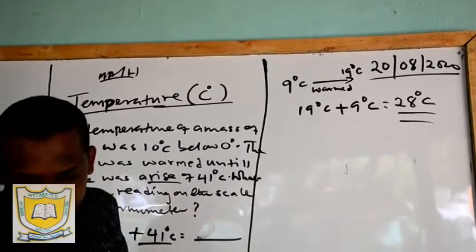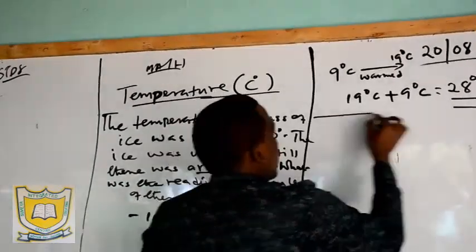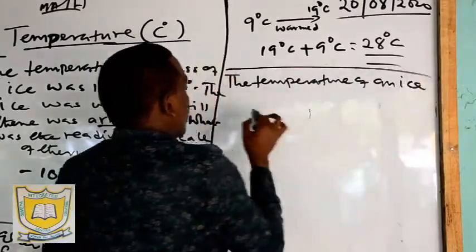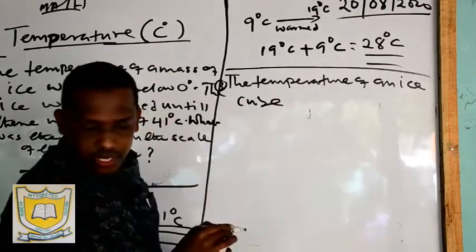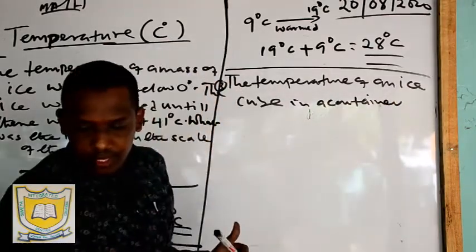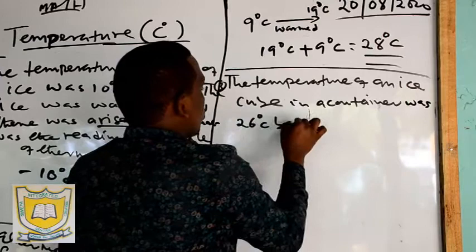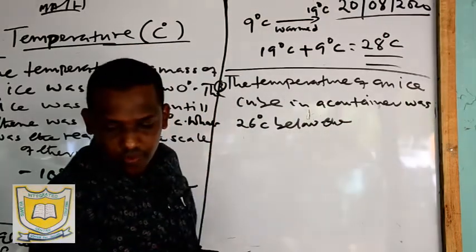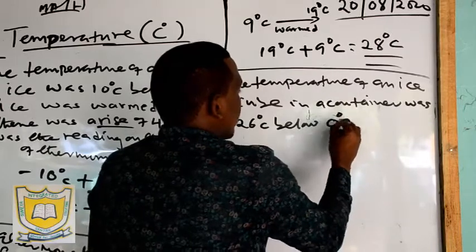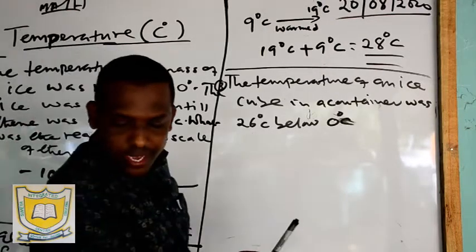It's very simple. Let us see another one. Question 3. You are told the temperature of an ice cube in a container was 26 degrees Celsius below 0. Then now they said by noon the temperature had risen by 8 degrees Celsius.